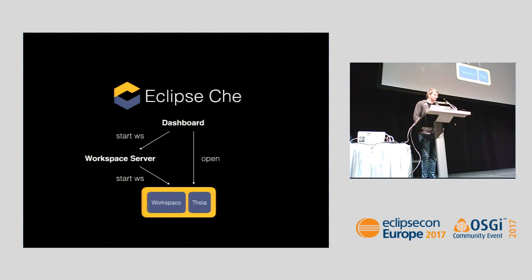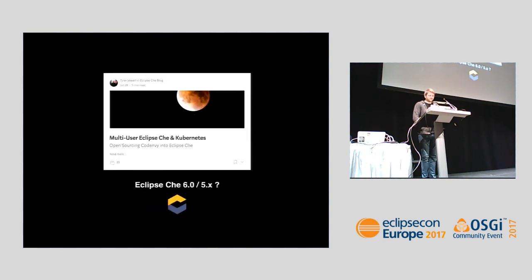And for that, we basically need to patch the dashboard. And we did that for CodeEnvy, because for Che it didn't make sense so far, because so far it didn't support multi-user and Docker Swarm or Kubernetes support. But now that's different. So Red Hat announced in June, I think, that they are moving all the cool features from CodeEnvy to Che. And as far as I know, the current release, 5.19, has multi-user support, but not the Kubernetes support.